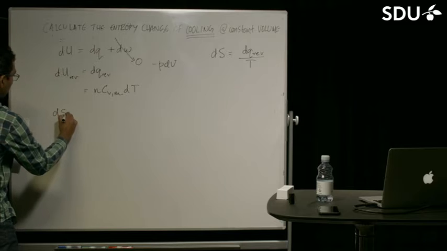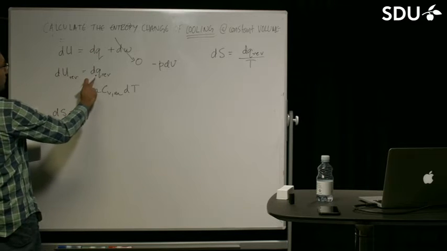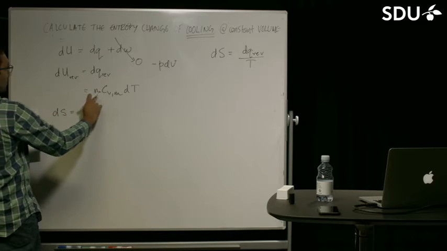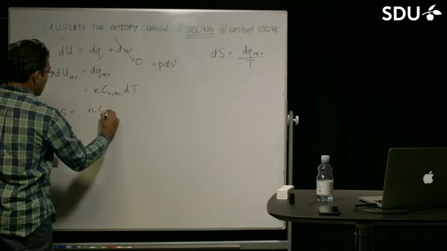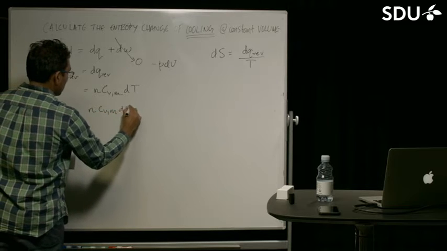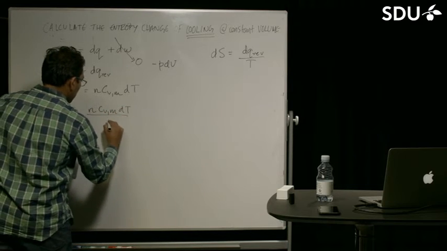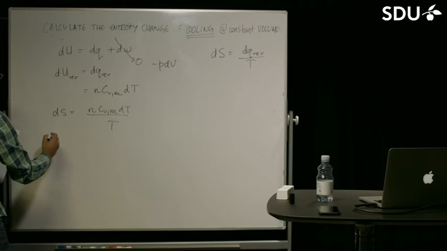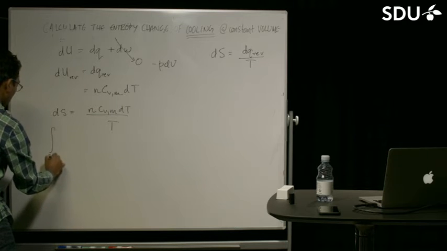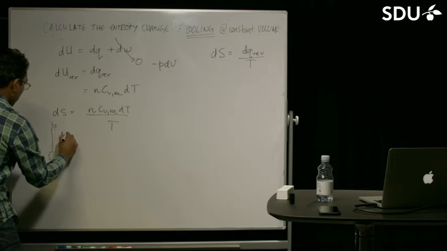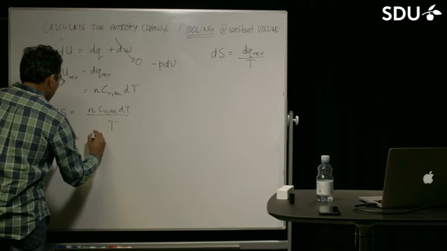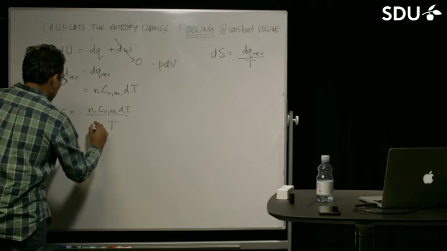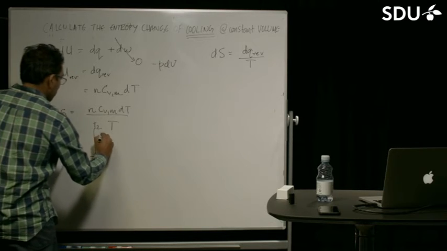So we can write that the change in entropy is equal to the reversible heat divided by the temperature, which is equal to the change in internal energy divided by the temperature. And now we can integrate this to find the total change in entropy when a system is cooled at constant volume. So we integrate from the initial temperature to the final temperature.